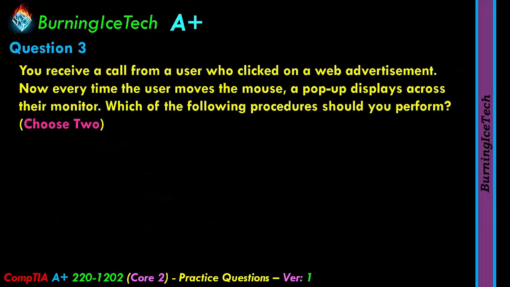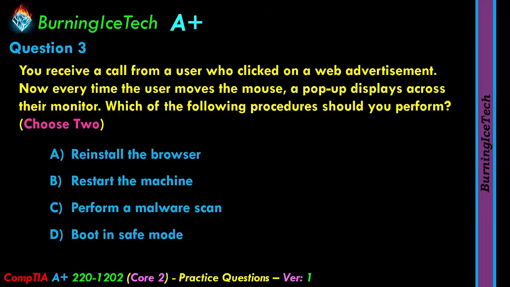You receive a call from a user who clicked on a web advertisement. Now, every time the user moves the mouse, a pop-up displays across their monitor. Which of the following procedures should you perform? Now, you will notice that in brackets there, I added that you should go and choose 2. I did that on purpose to get you guys used to the real exam, because in the real exam, from time to time, you'll be required to go and choose 2 or 3 or 4 answers. Sometimes CompTIA will just tell you choose all that apply.